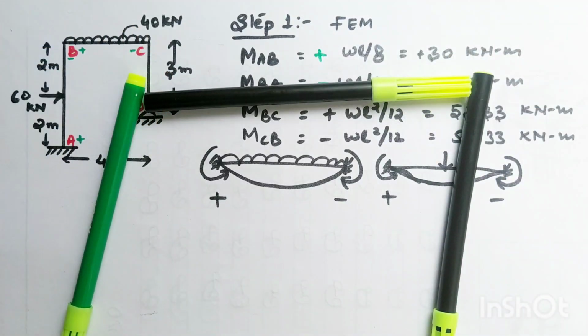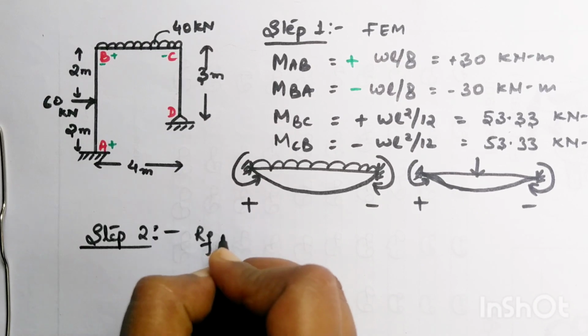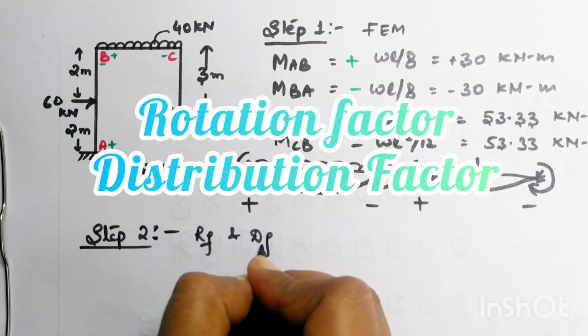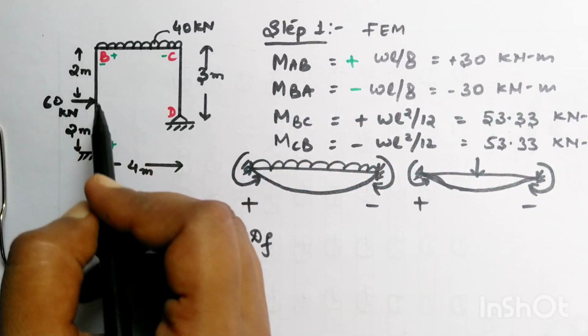So in this one it will be happening like this. Moving on to the next one, that is your step number 2 to find out the RF and DF. Now what is RF and DF? That is rotation factor and distribution factor.